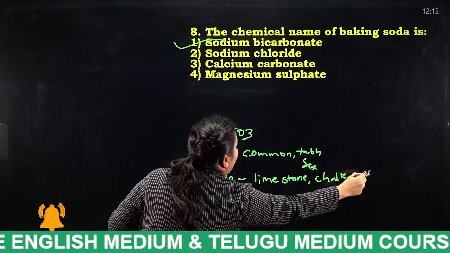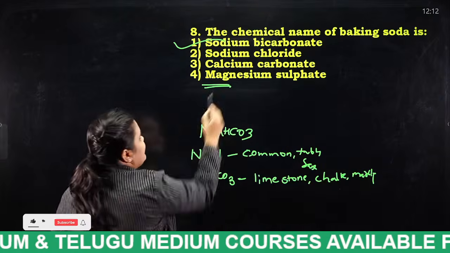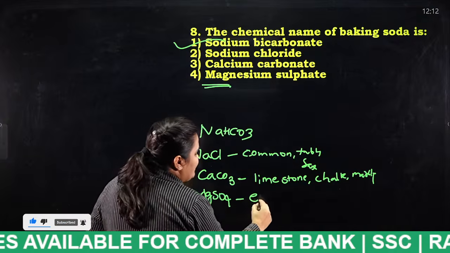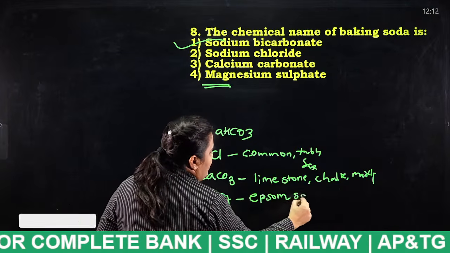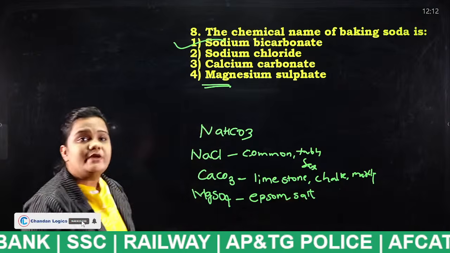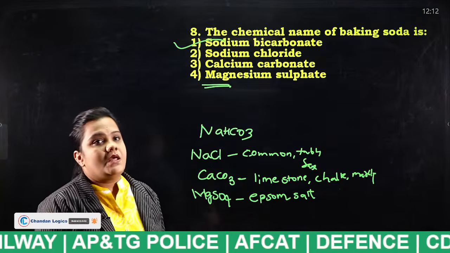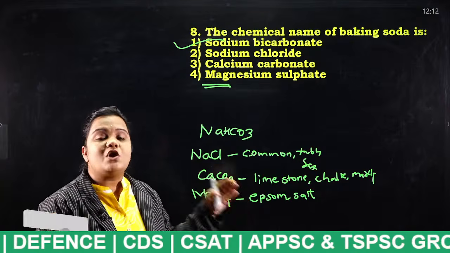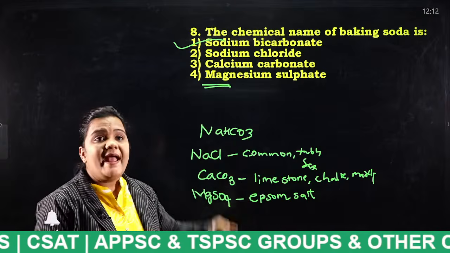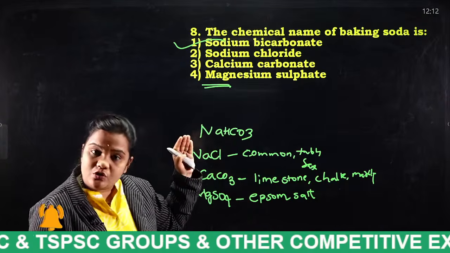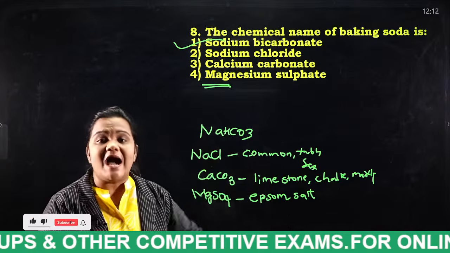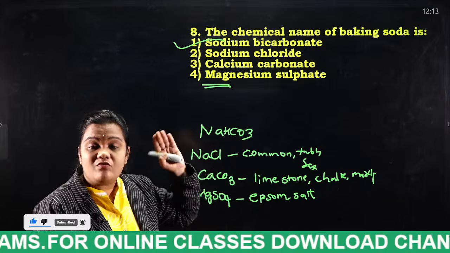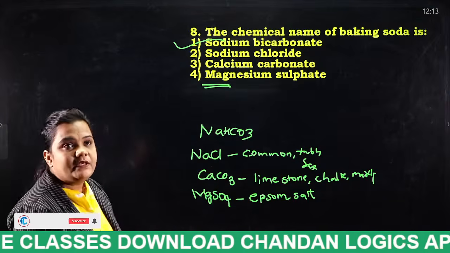Very, very important, students. And the next one is magnesium sulfate, written as MgSO4. It is known as Epsom salt. Each and everything is important, students. Baking soda is also known as cooking soda. And calcium carbonate is also known as limestone, sometimes chalk, and sometimes marble. And magnesium sulfate is known as Epsom salt. Okay, next.